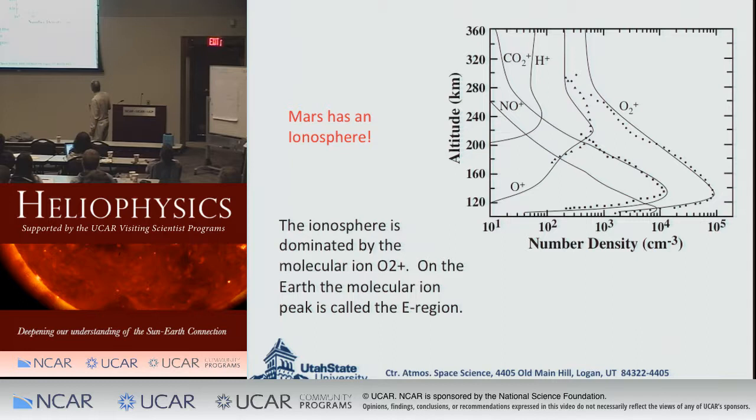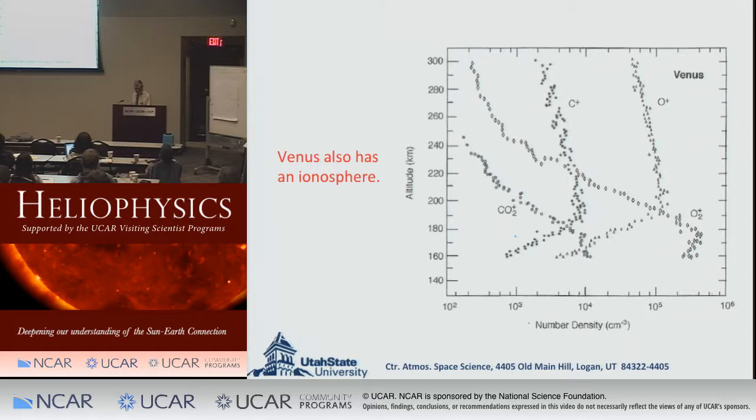For Venus, we get a very similar thing. The Pioneer Venus probes from more than a couple decades ago, again, identified an O2 plus primary peak, molecular ions, the O2 ones. And then in Venus's case, the upper ionosphere is O plus ion rich.